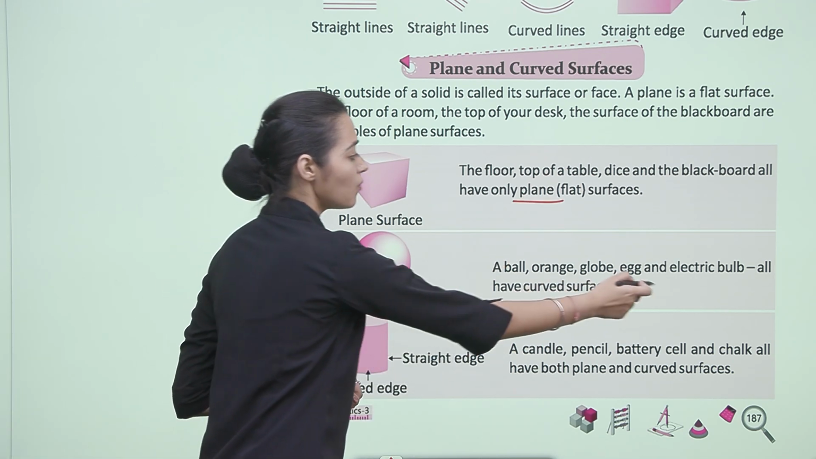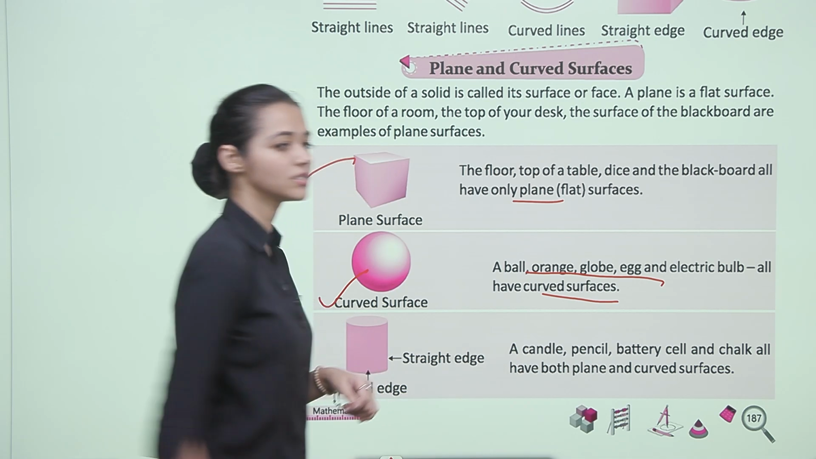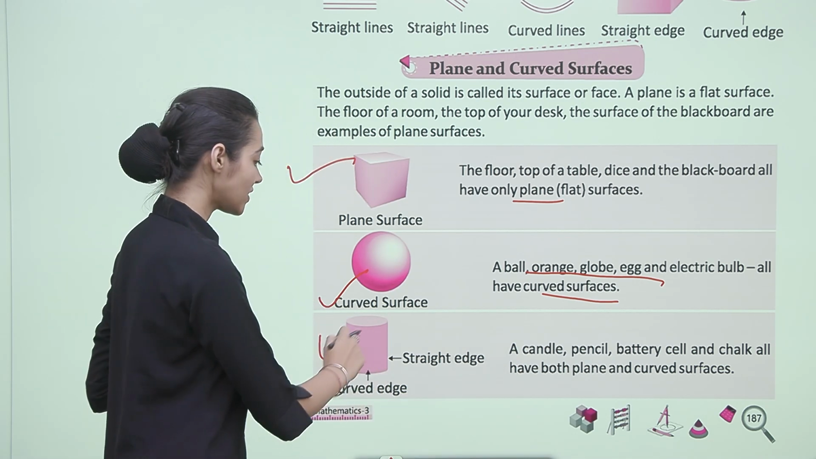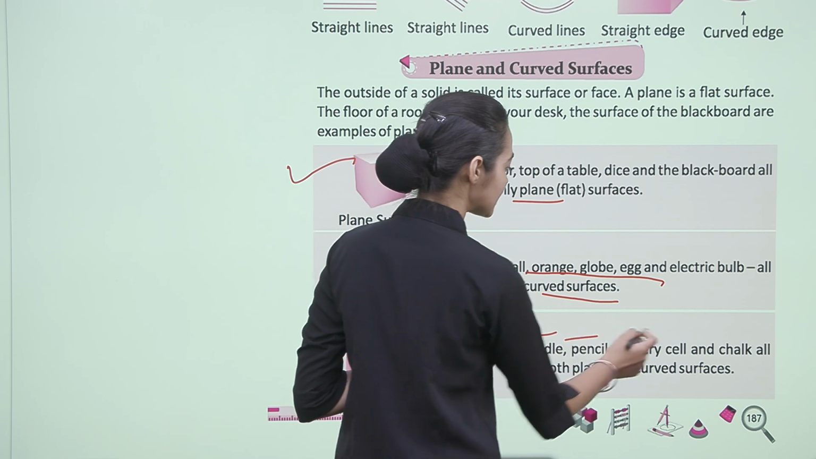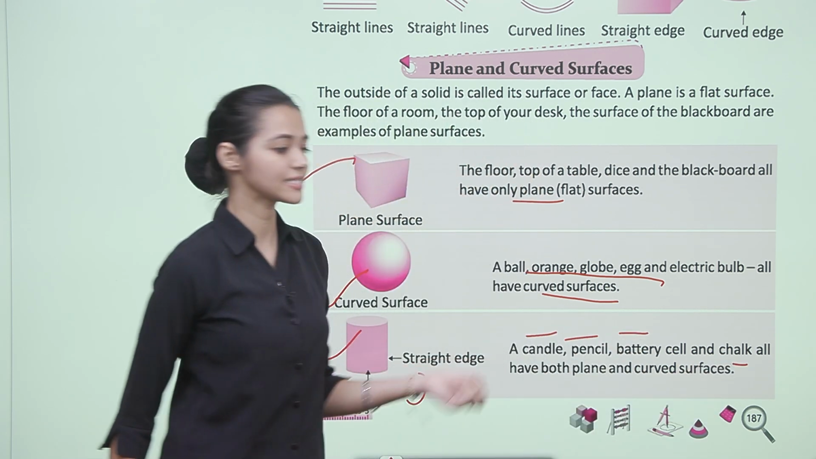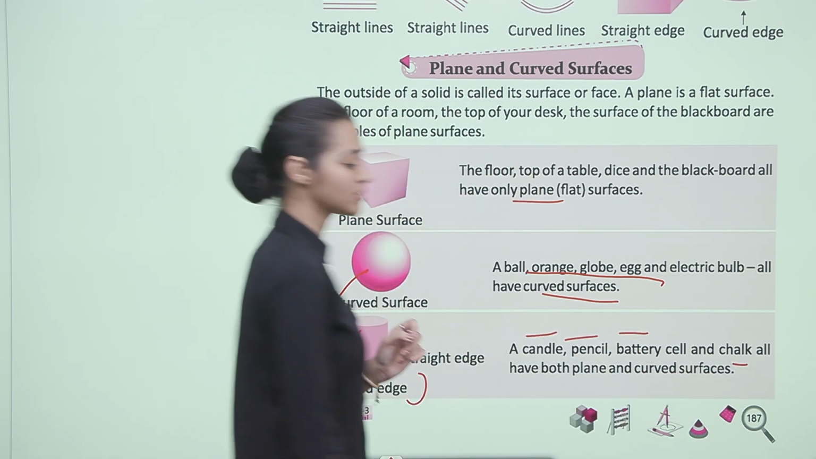Curved surfaces: bowl, globe, egg, they all are curved surfaces. And straight or curved edge, both mixed. Candle, pencil, battery cell and chalk are the examples of both straight and curved surfaces.